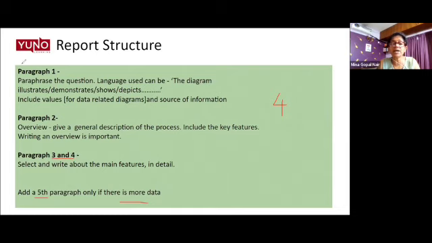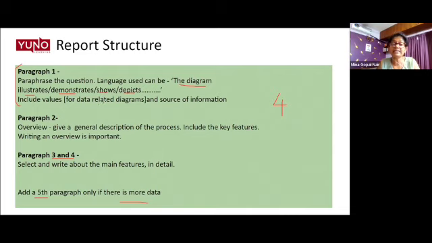So what do you write in the first paragraph? In the first paragraph, we paraphrase the question. Basically, rewrite the question using different language without changing the meaning of the sentence. You can start this paragraph with very specific language. In this case, it's a process diagram, so we can say that the diagram illustrates, demonstrates, shows, depicts. These are phrases which you can use to start the first paragraph.